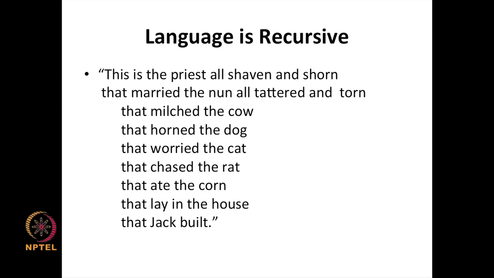This is the cat that ate the mouse, that ate the corn, that lay in the house, that Jack built. Or you can start further back. This is the priest. This is the priest that married the nun, all tattered and torn, etc., etc., that kept the cow, that horned the dog, that worried the cat, that chased the rat, that ate the corn, that lay in the house that Jack built. You can endlessly go on, because language has that capacity.